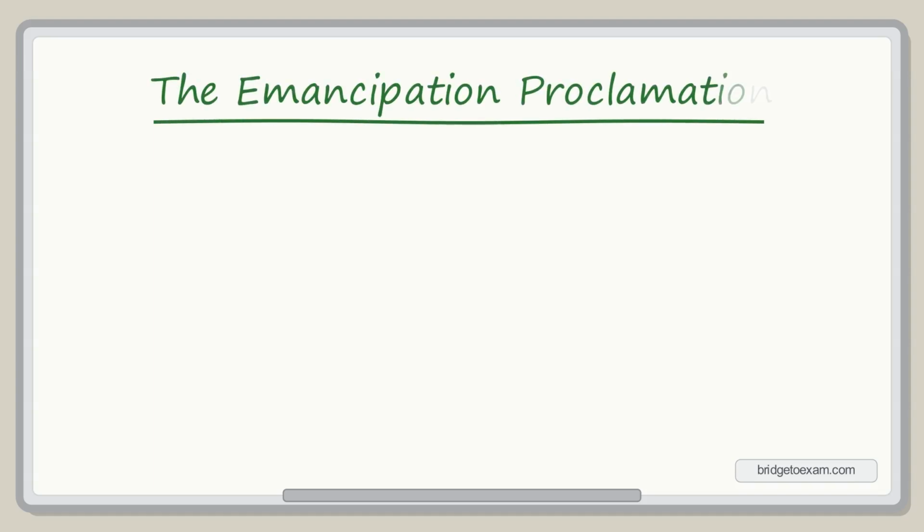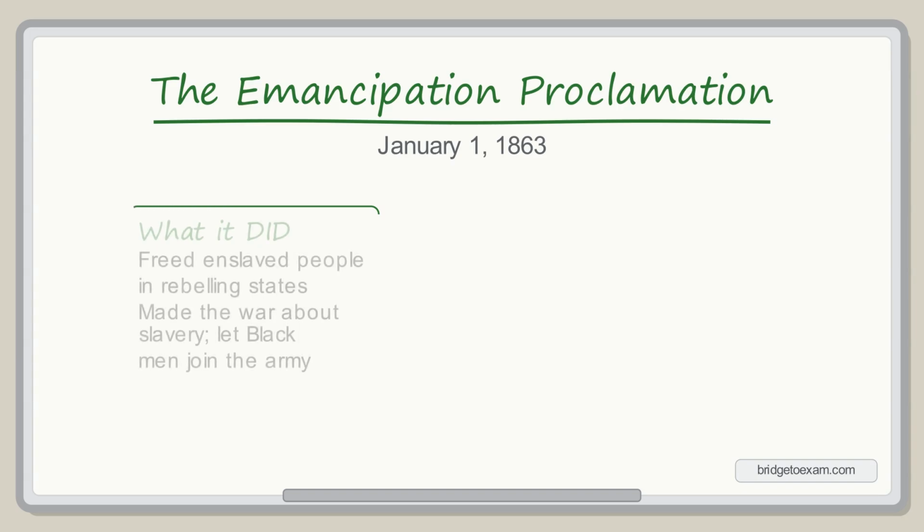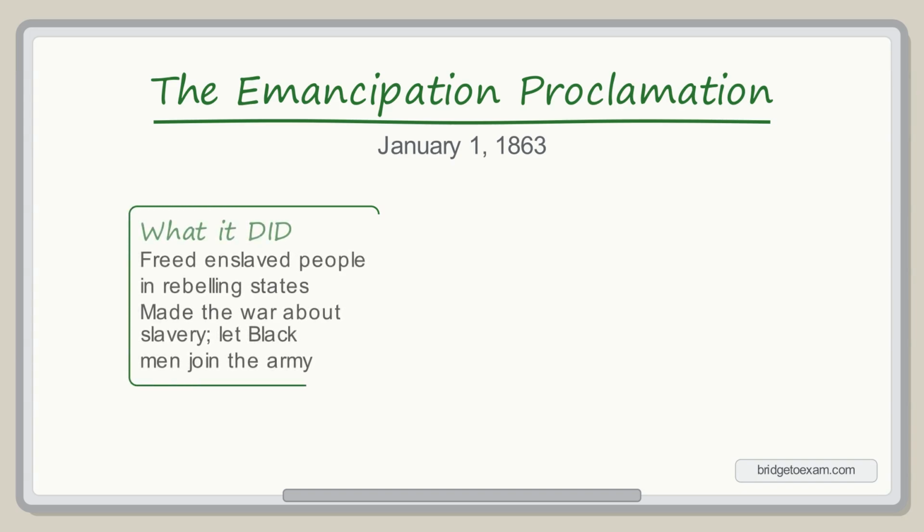On January 1st, 1863, Lincoln issued the Emancipation Proclamation, one of the most misunderstood documents in history. Here's what it did. It declared enslaved people in the rebelling Confederate States forever free, reframed the war as a fight against slavery, and let Black men join the Union Army, and 180,000 did.